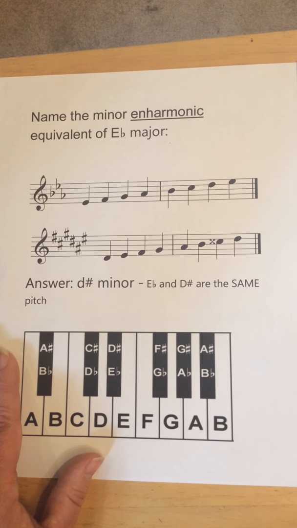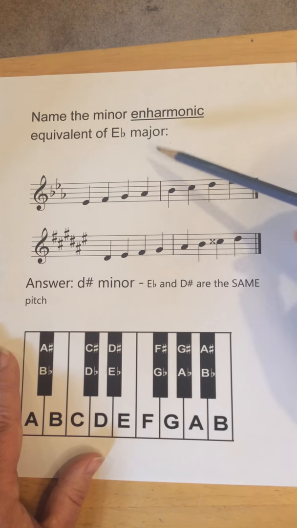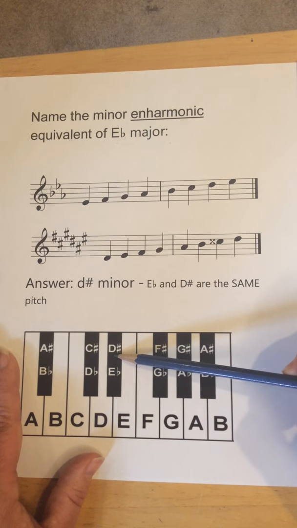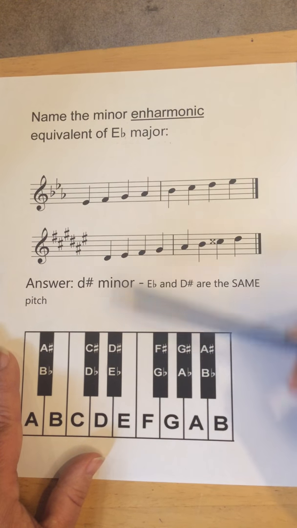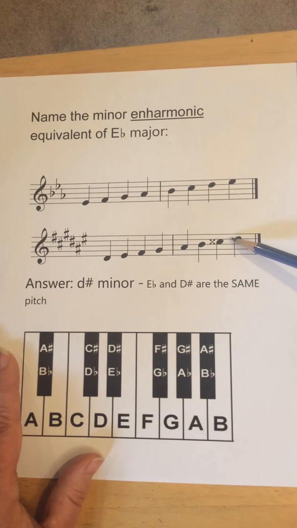Before this, we looked at the F sharp and G flat. Those are both majors. But here, they want to go into the minor. So we know it's E flat. We think, what's the enharmonic of E flat? Break it down. Then we say, well, that's the minor key. So it's going to be D sharp minor.